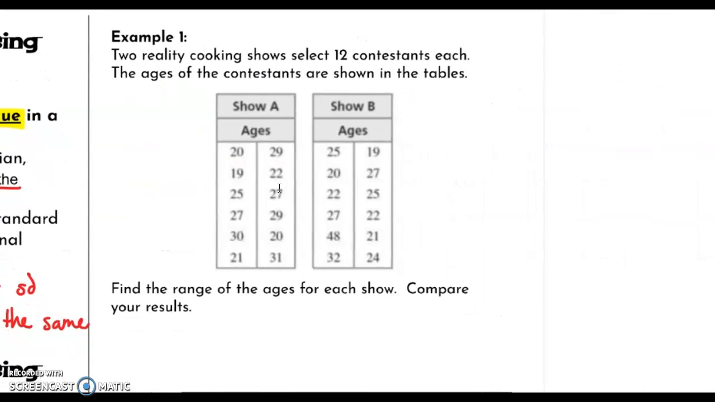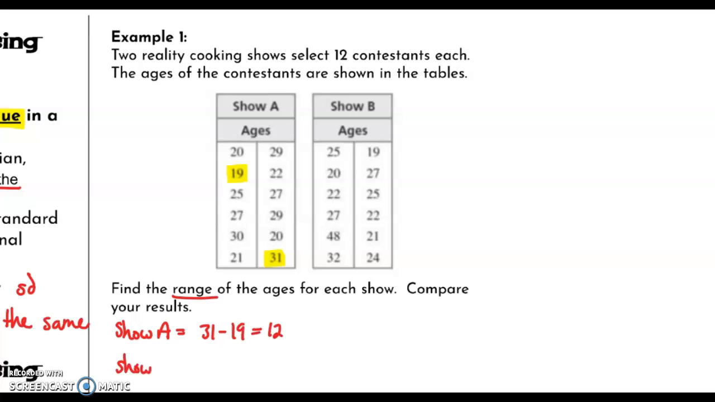Example 1 says, 2 reality cooking shows select 12 contestants each. The ages of the contestants are shown in the tables. So we have show A and show B. First, it wants to find the range of the ages for show A. Remember, range is max minus min. Our oldest person on show A is 31, and our youngest person is 19. So we do 31 minus 19, and we get 12.